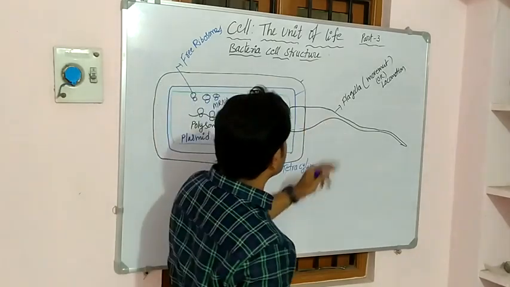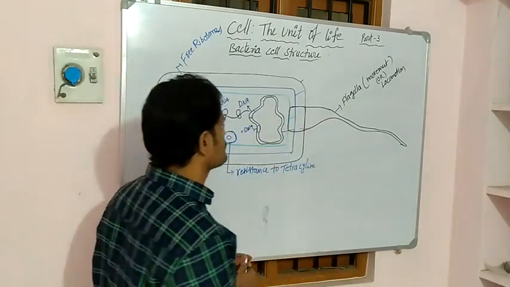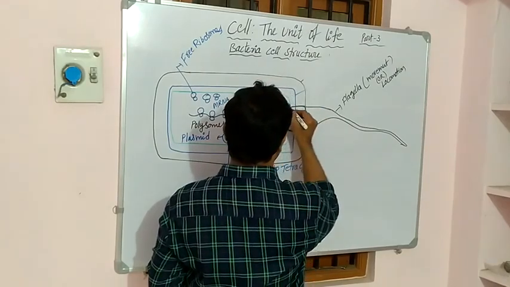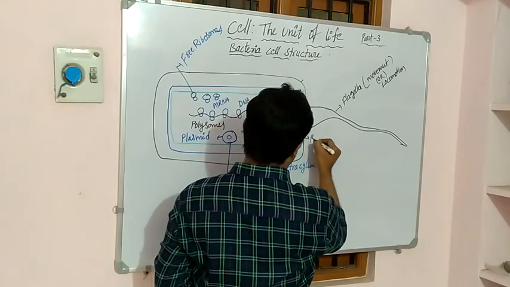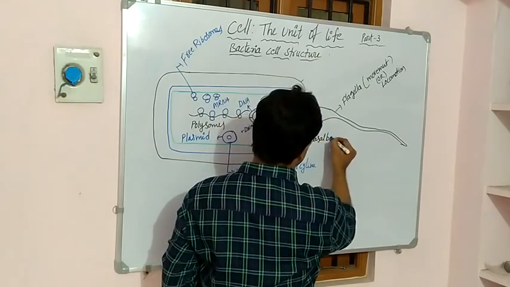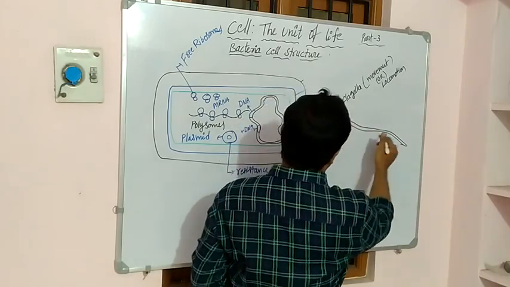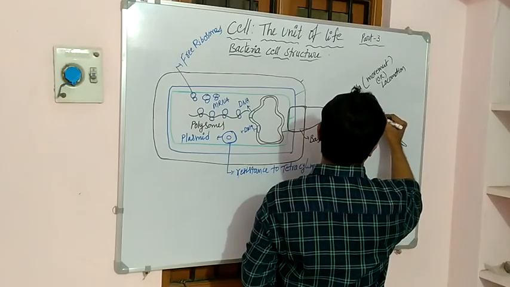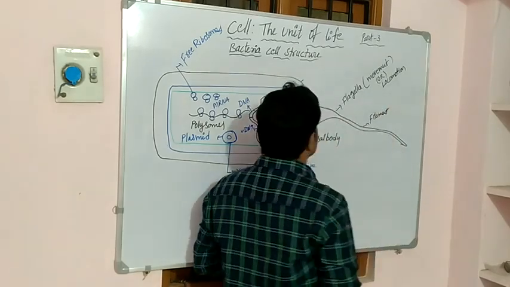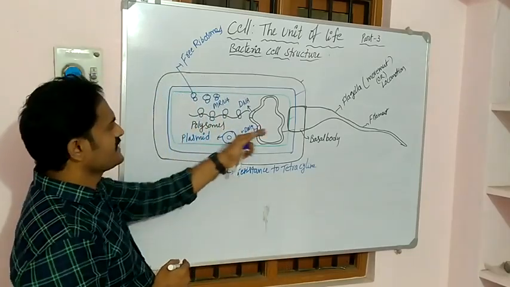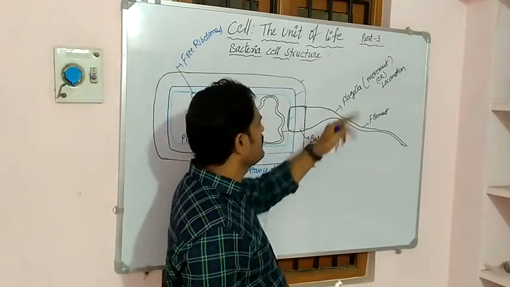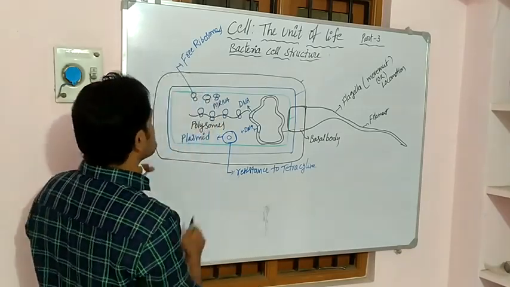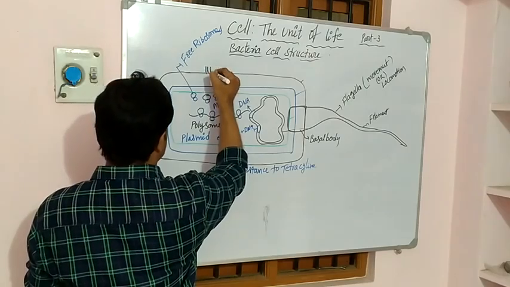The flagella also consists of some important parts like this: the innermost box-like structure is called the basal body, and this tail-like structure is called the filament. So these are the parts which are present in the bacterial flagella.